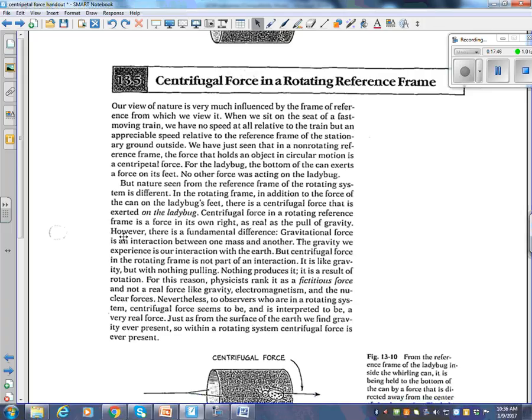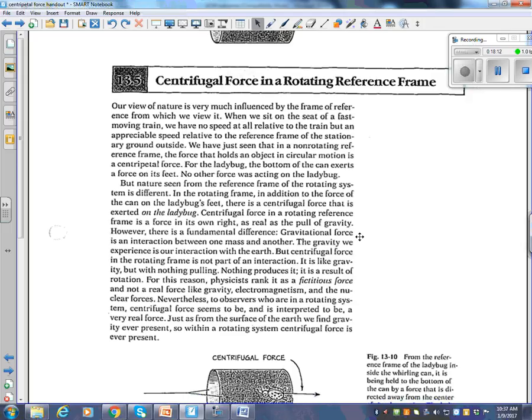However, there is a fundamental difference. Gravitational force is an interaction between one mass and another. The gravity we experience is our interaction with the Earth. But centrifugal force in the rotating reference frame is not part of an interaction. It is like gravity with nothing pulling. Nothing produces it. It is the result of rotation. For this reason, physicists rank it as a fictitious force and not a real force like gravity, electromagnetism, and the nuclear force.